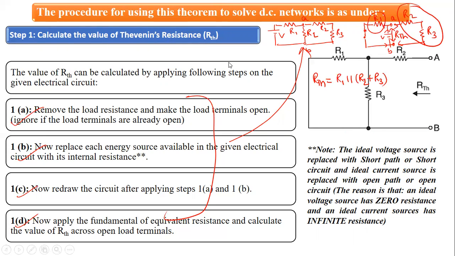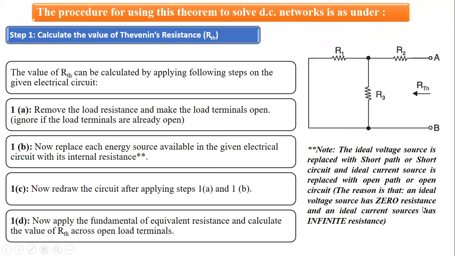I'll take one more example. For example, we have a network like this. We have a current source instead of a voltage source, and we have a resistance here, and then a resistance here, and a resistance here, for example. Now this is our load resistance, right? So I'll draw one resistance here also, and this is R1, this is, let us say, R2, this is, let us say, R3. Now, if we apply these steps on this network, we will open the load terminals.